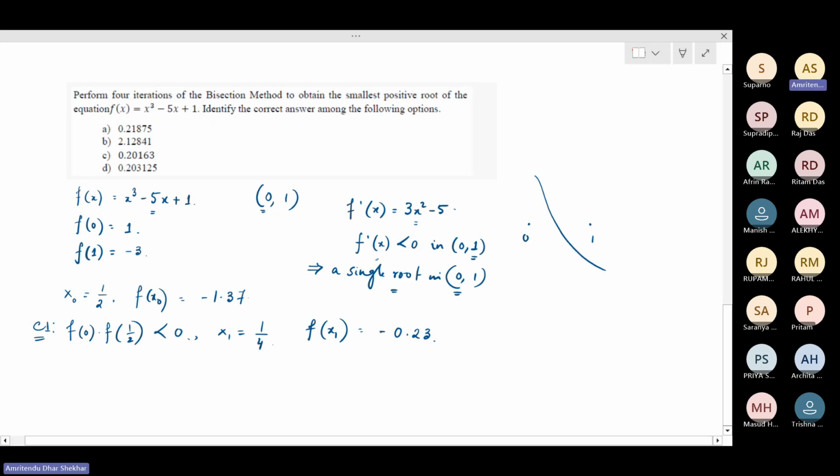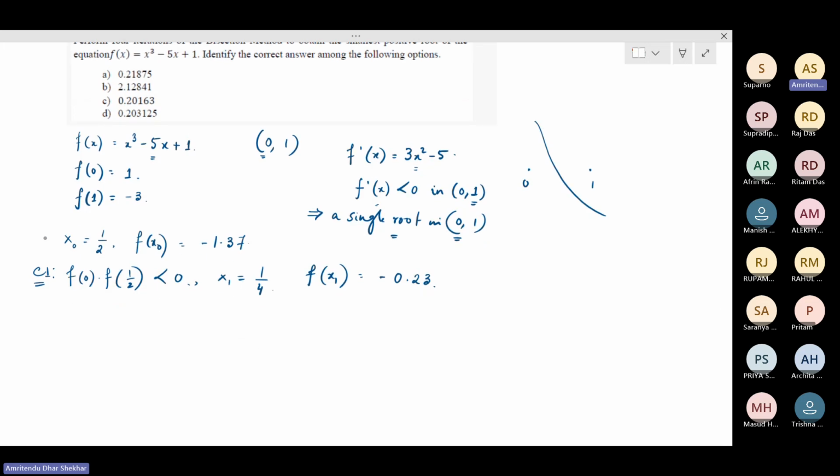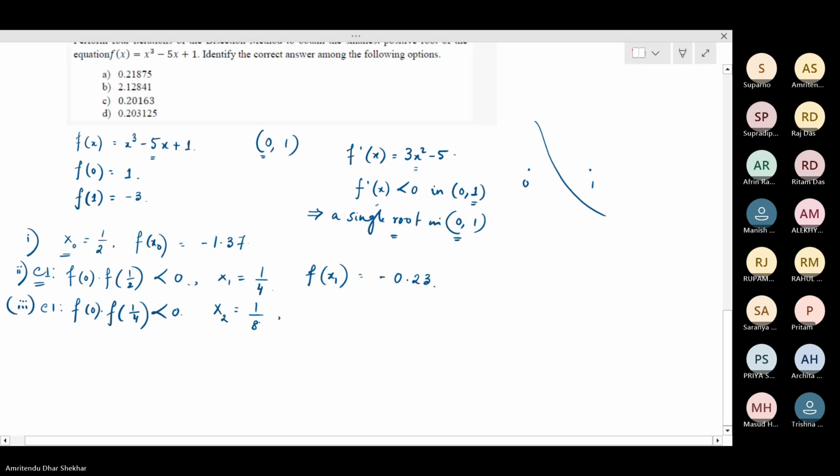This is the first step of the iteration, and this is the second step. Again, in the third step, you have to check these conditions. Again, you will see that f0 times f of 1 by 4 is negative. So this time you choose your x2 to be equal to 1 by 8, and you get f of x2 to be something like 0.37.